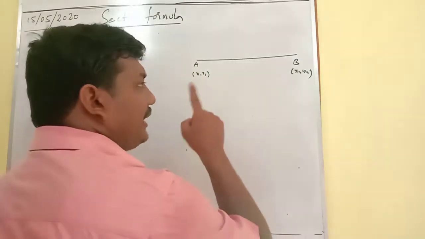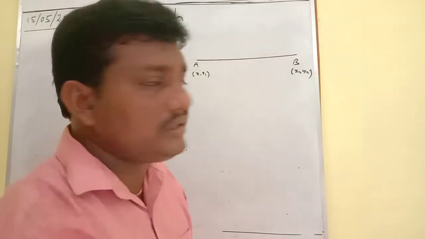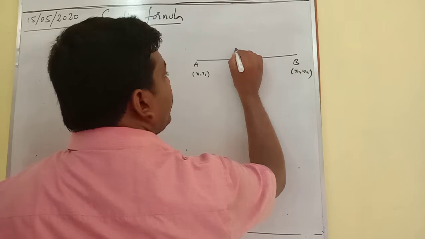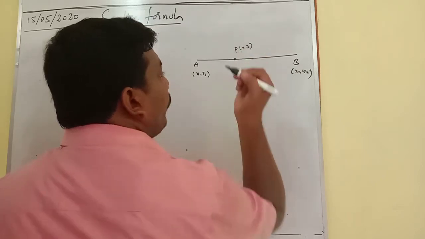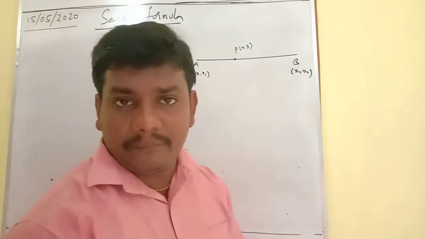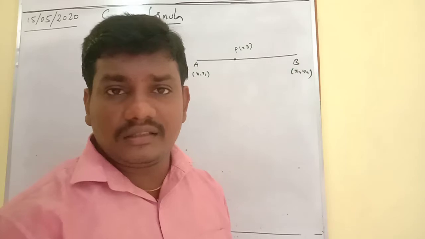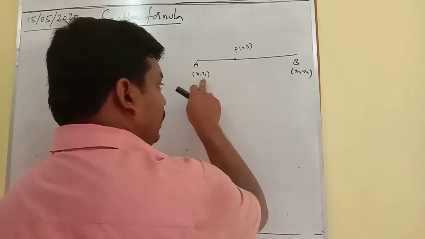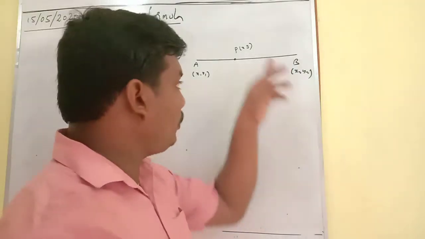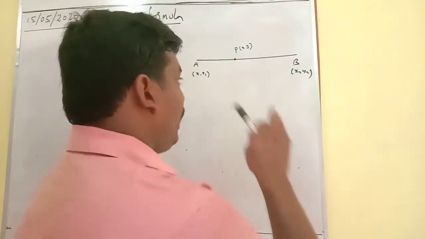To divide the line segment into two parts, we consider a point P (x, y). That point P (x, y) is an unknown point. A and B are known points. x1, y1 and x2, y2 are known points; that's the reason we have taken suffix 1 and 2, the first known point and the second known point. This is an unknown point, that's the reason we have taken it as x comma y.